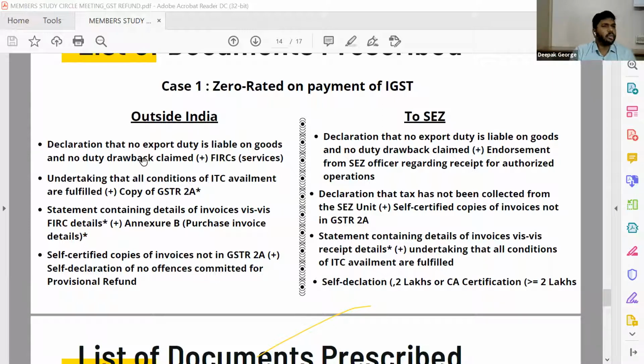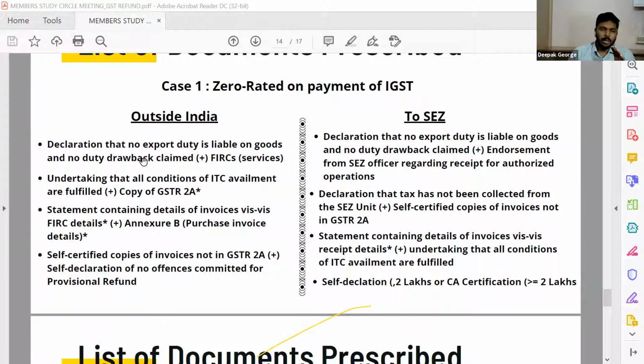So you can quickly go through the documents required on your left side for exports outside India. If you're exporting to an SEZ, it's slightly different, almost the same, but slightly different. You have to get an endorsement from the SEZ officer regarding the receipt. That is, you are giving it to an SEZ unit, so you have to get an endorsement from that officer that yes, the SEZ unit has received these goods or services and it is for authorized operations, right? Because the government wants to know that you are claiming it to be a zero-rated supply, and you're actually supplying to an SEZ unit.